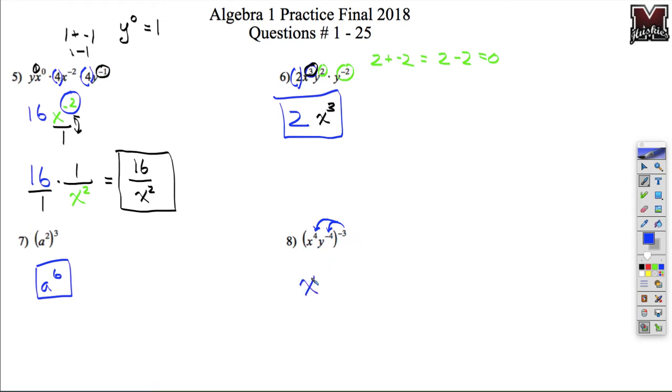I have my x to the power of 4. X to the power of 4 times -3. 4 times -3 is -12. So it's x to the power of -12. Then we're going to deal with the y's. So there's my y. It was to the power of -4. -4 times -3. Well, first of all, a negative times a negative is a positive, so we don't need a negative here. And then 4 times 3 is 12, a positive 12. Done. There it is.